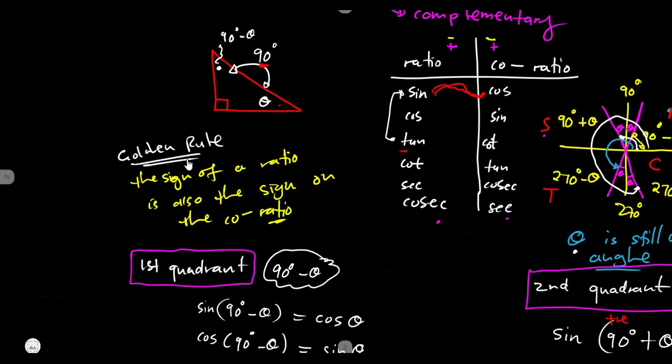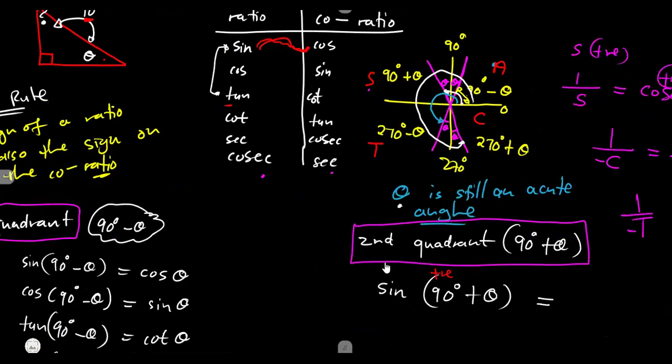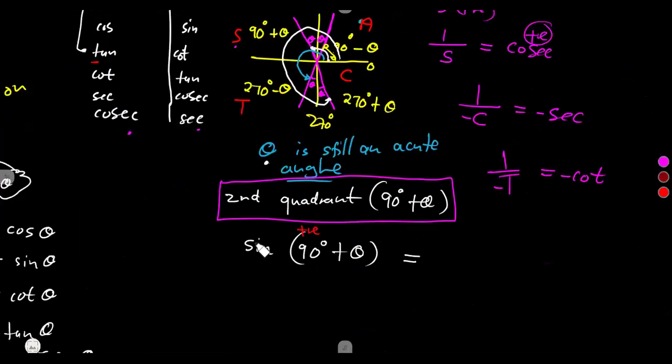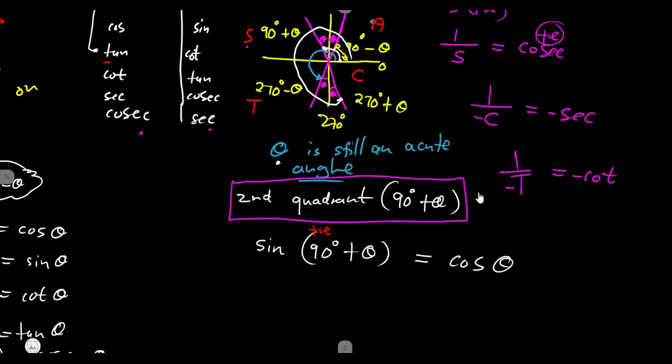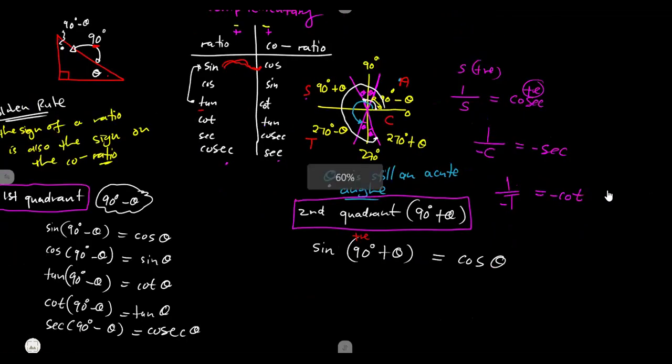That is our golden rule. The sign of a ratio is also the sign of its co-ratio. So if our ratio is positive, it means the corresponding co-ratio, which is cos of theta, is supposed to be positive. It is not about where the cos lies and whether it is negative there. No, it is about the ratio that is given to its co-ratio. So if this one is positive, this one must be positive.